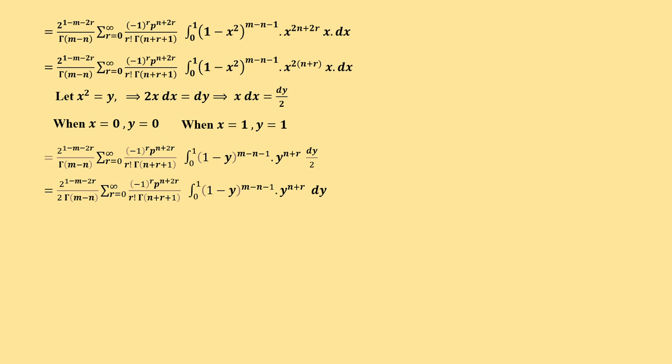So that is equal to 2 power 1 minus m minus 2r, taking that 1 by 2 outside the integral. So by 2 into gamma(m minus n), summation r equals 0 to infinity, minus 1 power r, p power n plus 2r by r factorial gamma(n plus r plus 1), integral 0 to 1, 1 minus y power m minus n minus 1, y power n plus r into dy, which is equal to 2 power. So in the denominator you are having 2, so it will become 2 power minus 1. So plus 1 and minus 1 get cancelled.